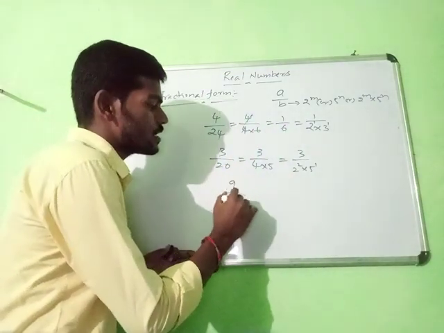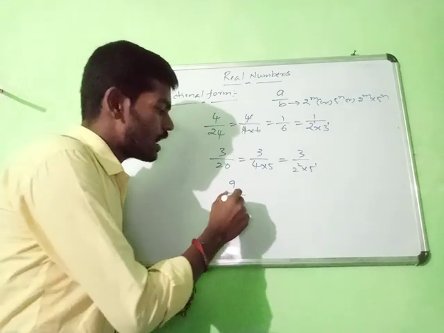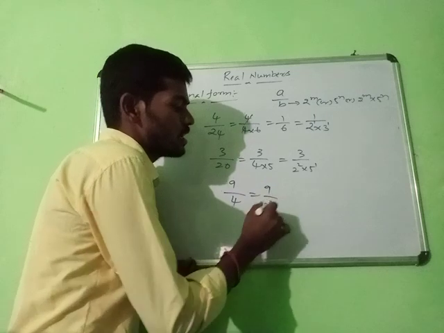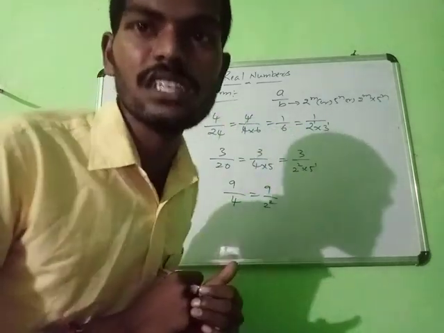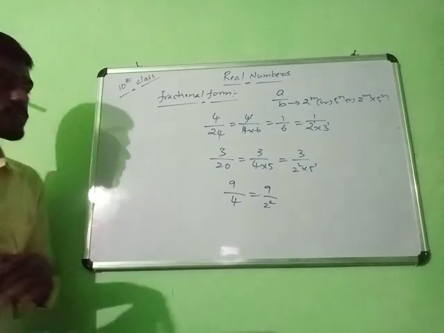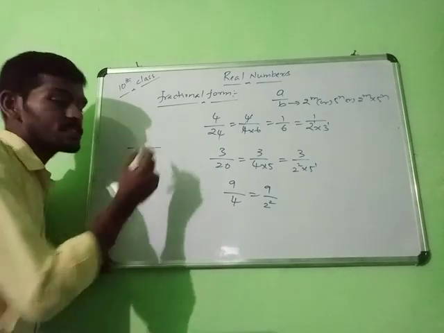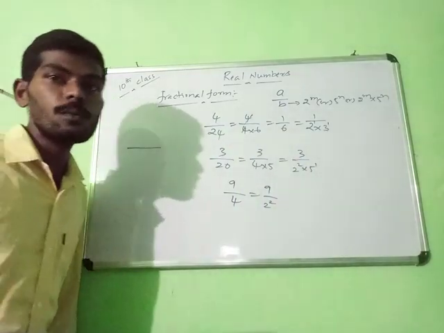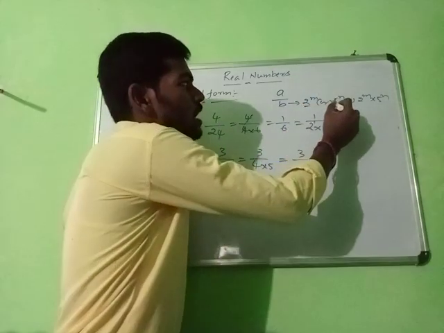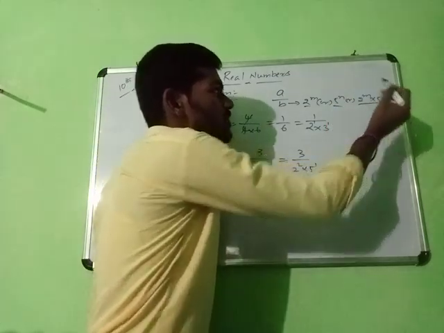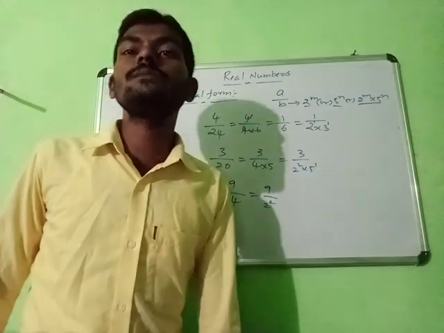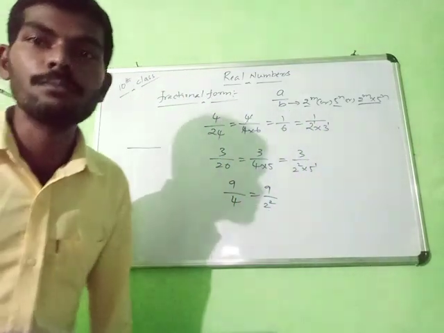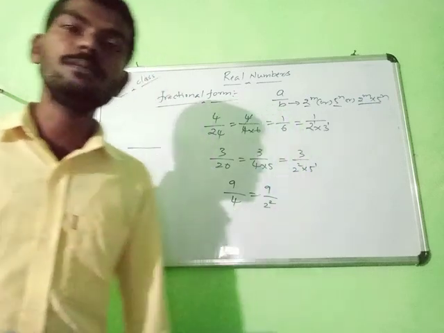Similarly, take 9 by 2, which is only 2 power 1, or for example 9 by 4, which is 9 by 2 square. The 2 power m formula applies, so these are also always terminating decimal numbers. We have to check only the denominator, not the numerator. If the denominator is in the form of 2 power m, or 5 power n, or 2 power m into 5 power n, it is always a terminating decimal number. Otherwise, it is a non-terminating and repeating decimal number.